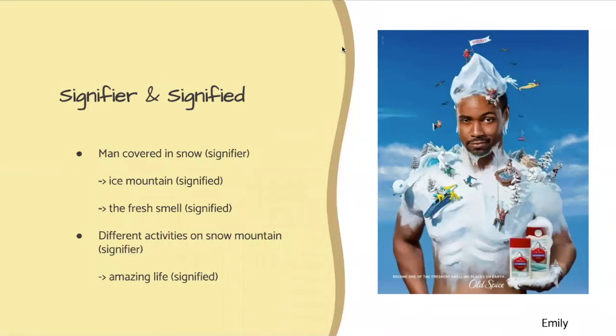It's Emily again. So now I will talk about the signifier and signified. The man who's covered in snow is the signifier, and the signified would be the ice mountain and the fresh smell. Moreover, the different activities that are happening on the snow mountain are the signifier, while the signified meaning will be their amazing life.